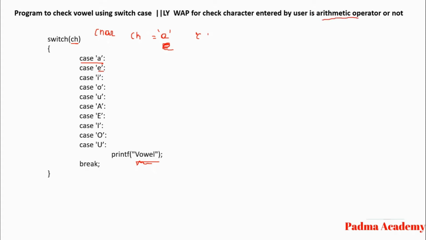So how can you do it for the arithmetic operator? Instead of A, E, I, O, U, you simply write plus, and remember one thing: this is a semicolon and this is just a colon. In the switch statement you have to write a colon, not a semicolon. Similarly, write minus, a case for multiplication, then a case for division, then a case for modulus. This is a colon, one more time I am telling. This is how you can write the program for the arithmetic operator check. So try to write both programs yourself.